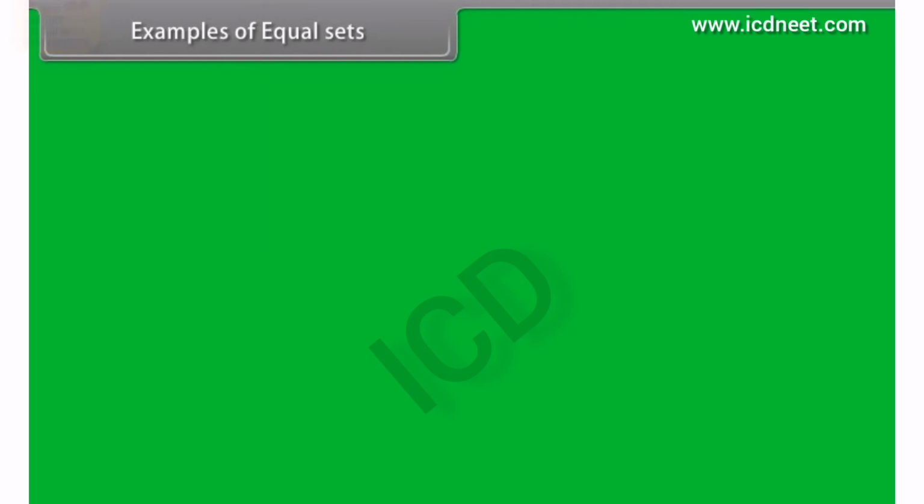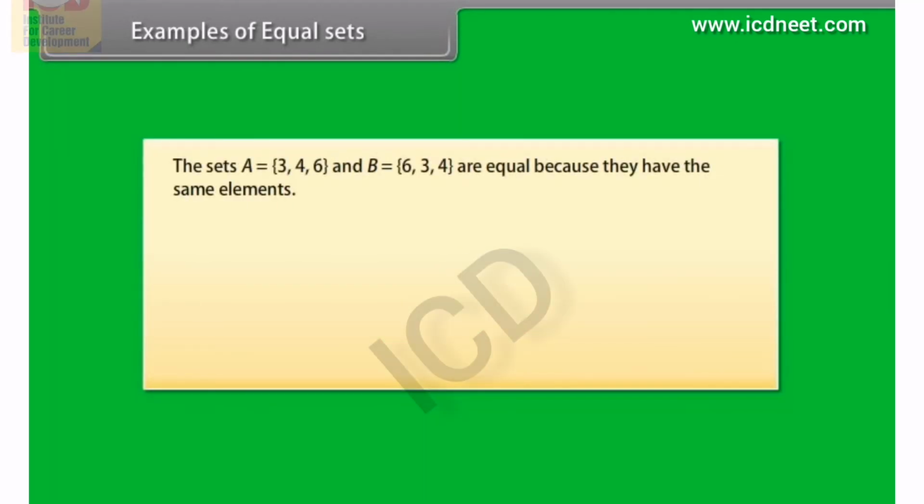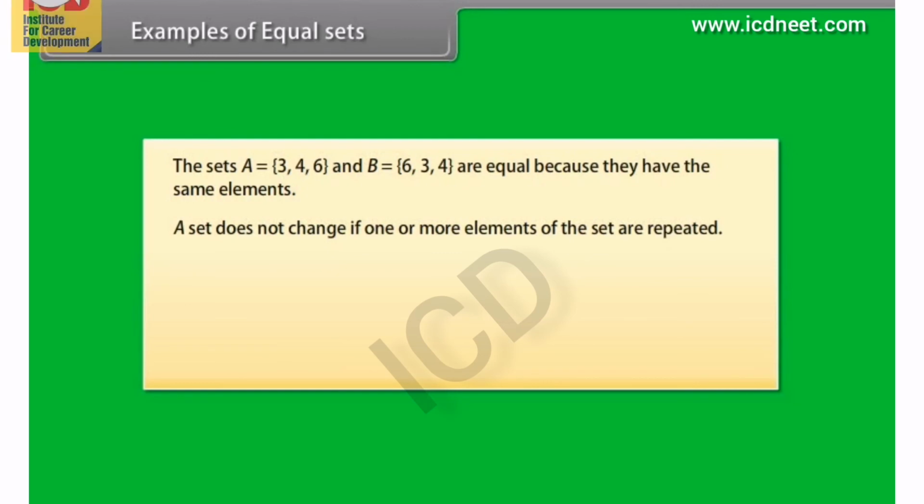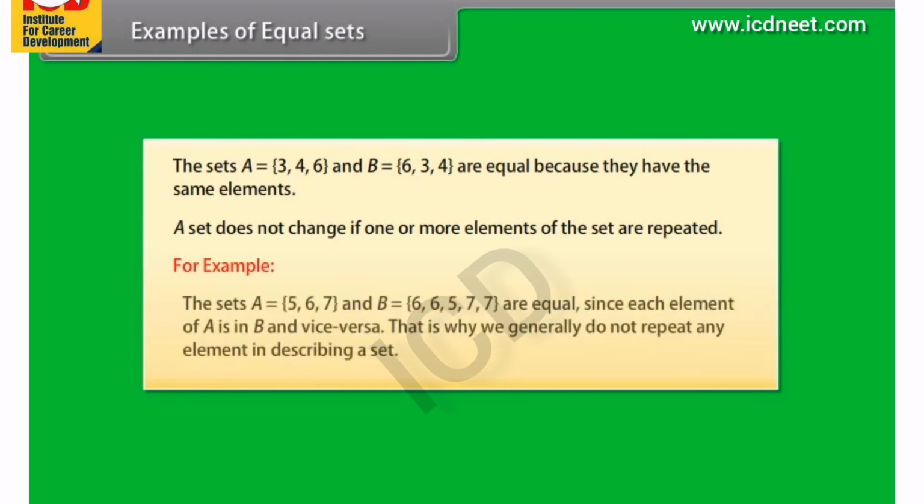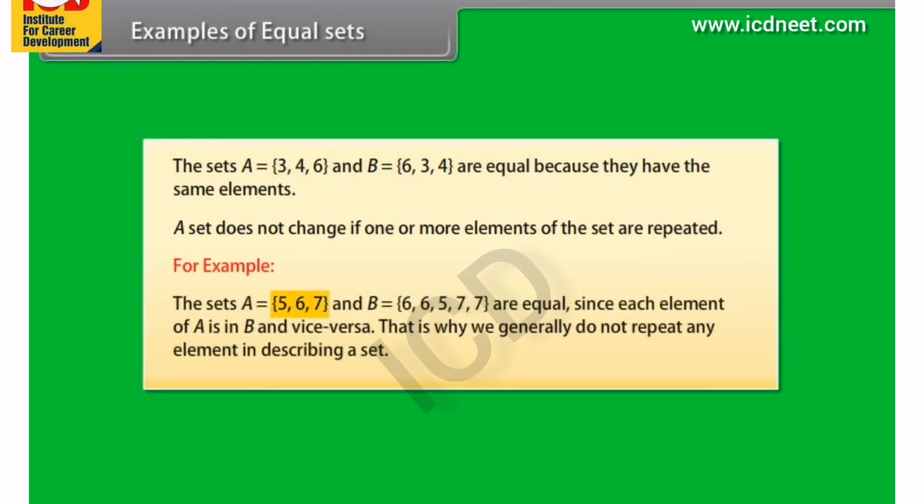Examples of equal sets. The sets A is equal to 3, 4, 6 and B is equal to 6, 3, 4 are equal because they have same elements. A set does not change if one or more elements of the set are repeated. For example, the sets A is equal to 5, 6, 7 and B is equal to 6, 6, 5, 7, 7 are equal, since each element of A is in B and vice versa. That is why we generally do not repeat any element in describing a set.